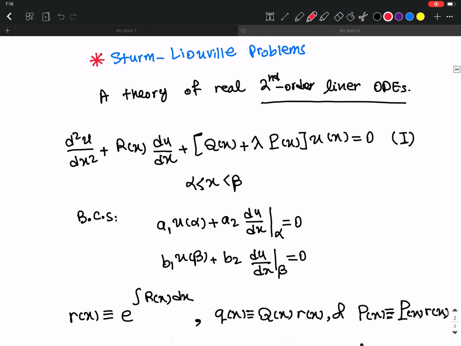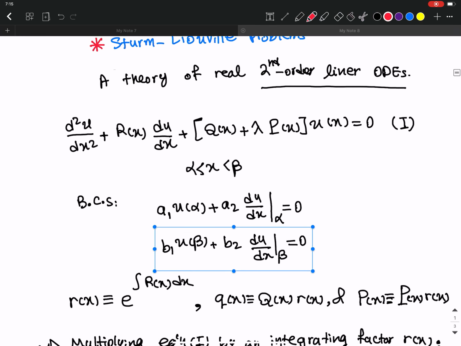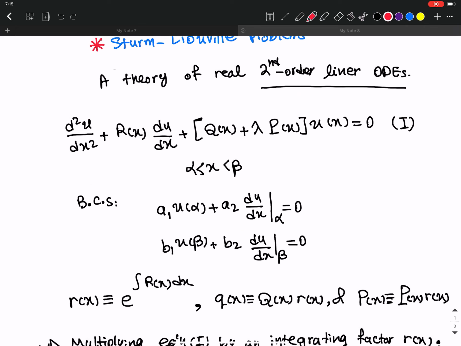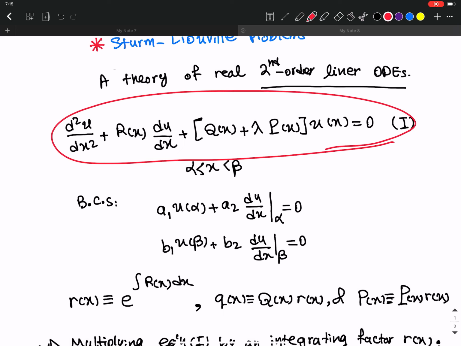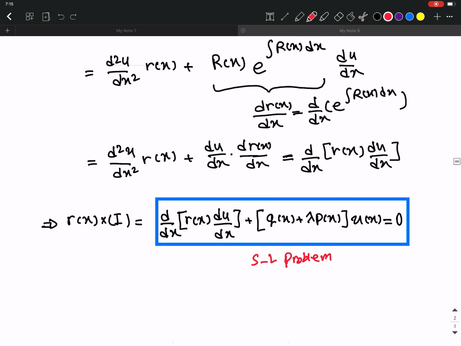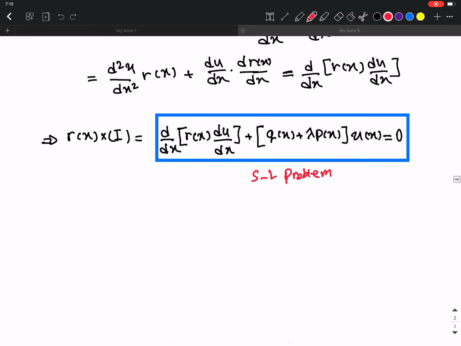So what we have done is we have converted a general second-order linear ODE into this Sturm-Liouville problem by multiplying by this integrating factor R(x). Okay. So now I'm going to make some remarks that are important for solving these types of problems.